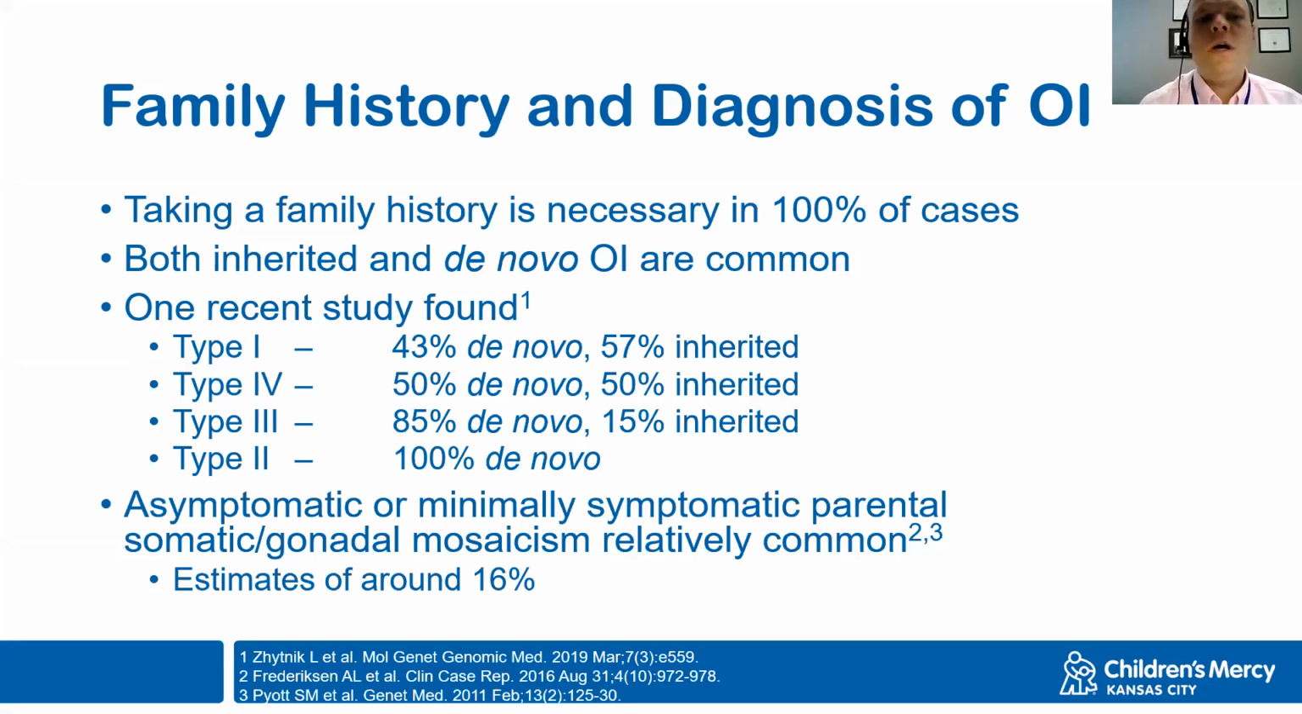And of course, type 2, this is going to be all of the de novo or new changes. Now, this is looking at this from the phenotype perspective, and just in terms of what people look like, if there's a history that's compatible with that condition. But what's interesting is there's also known to be asymptomatic or minimally symptomatic parents who exhibit either somatic or gonadal mosaicism. And gonadal mosaicism seems to be relatively common, and there's estimates that are as high as around 16%. And so this is a non-trivial incidence of asymptomatic or minimally symptomatic people who do have that level of mosaicism.